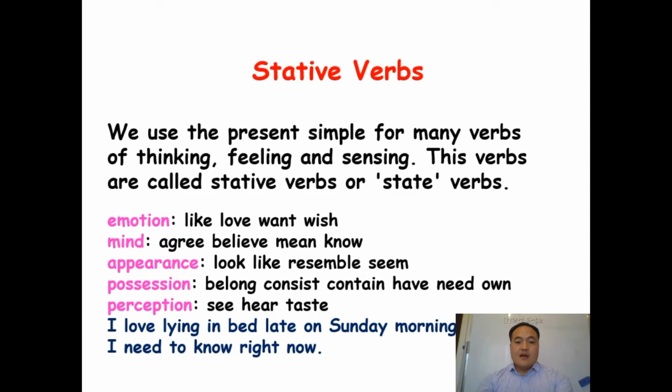Okay. Also, we use the present simple to describe the stative verbs. So we use the present simple for many verbs of thinking, feeling, and sensing. These verbs are called stative verbs or state verbs. First one can be emotion, like love, want, wish. Okay, the second can be the mind. Okay, agree, believe, mean, know, etc. Appearance, possession, perception.